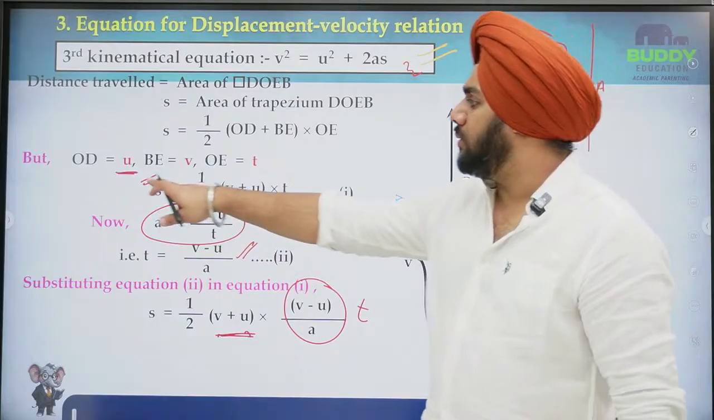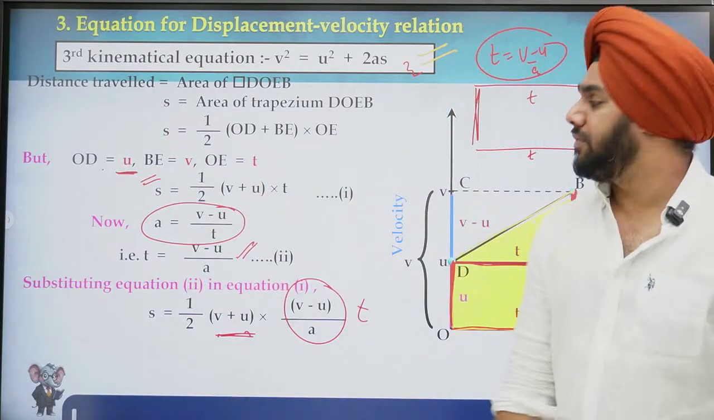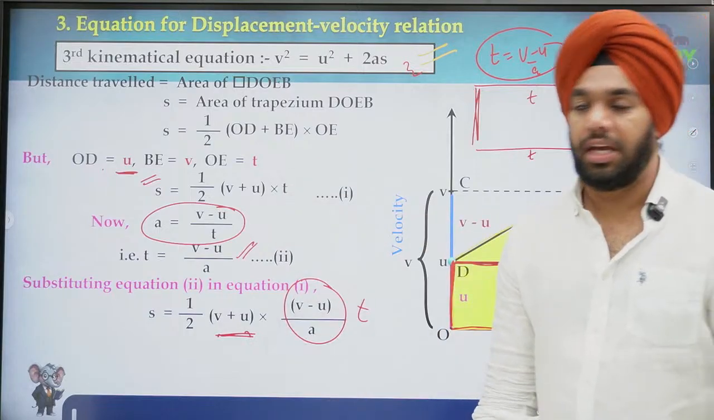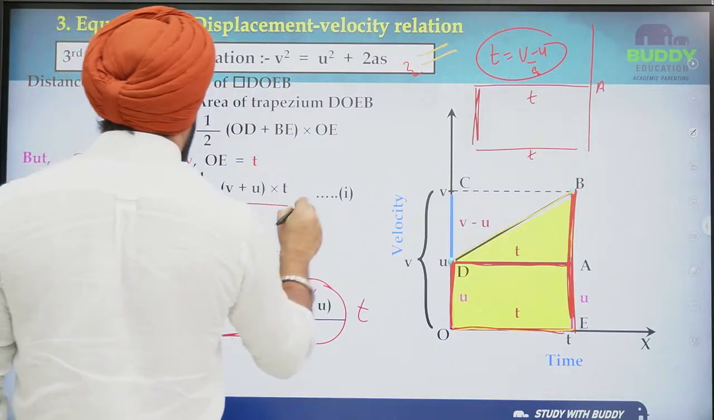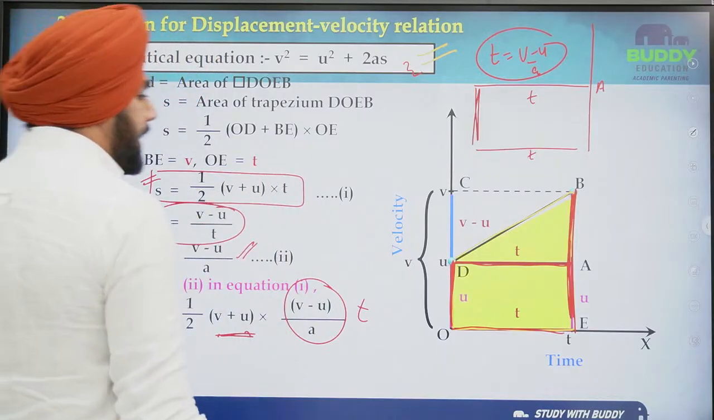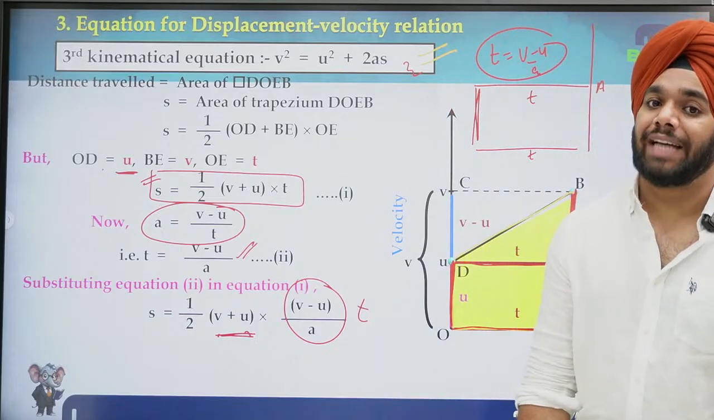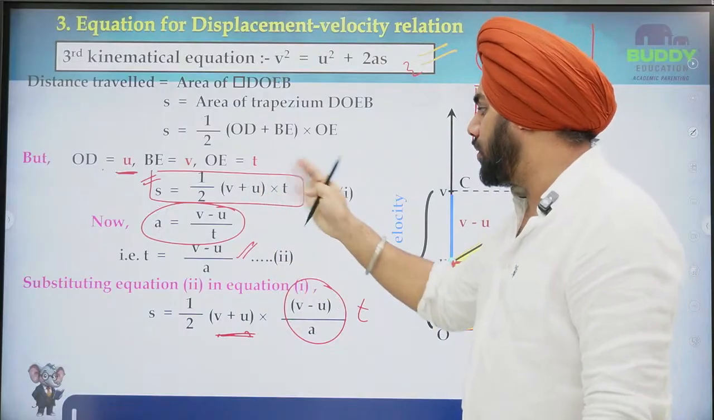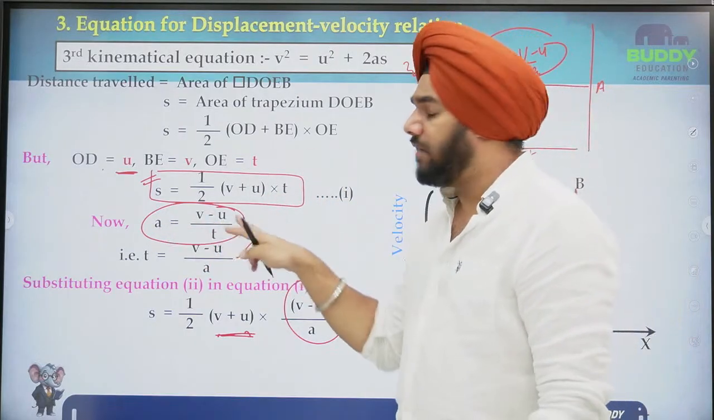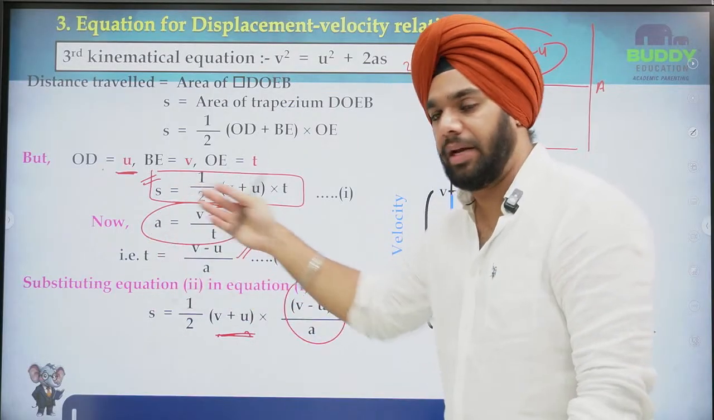We just wrote it down that in the place of OD it was u, in the place of B it was v, and in the place of OE it was t, right? So when we wrote down the area of the trapezium, half (v plus u) into t, because in the third equation of motion there is no time, we need to change this variable into some useful variable. So what did we write? A is equal to (v minus u) by t, right? We bring t here, so t comes out to be (v minus u) by a.